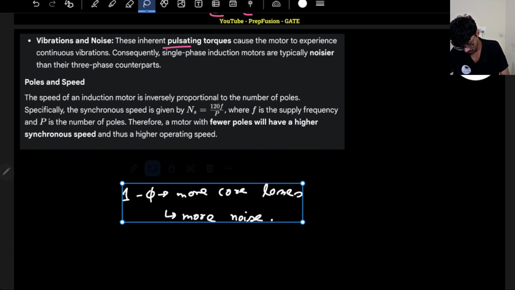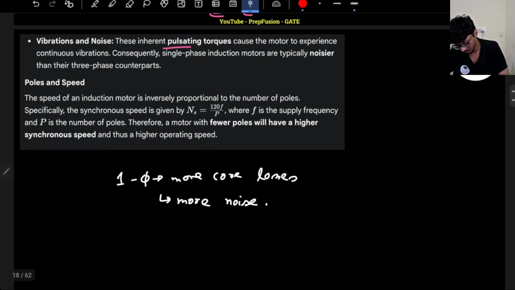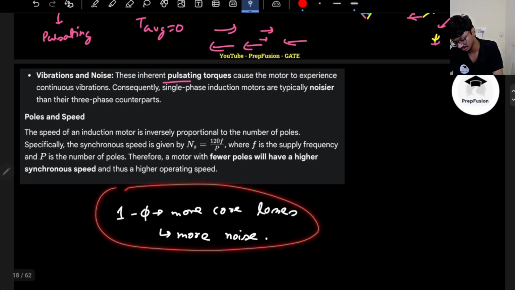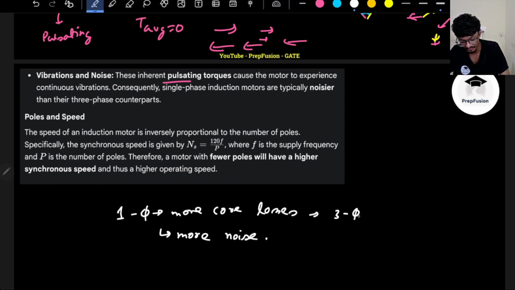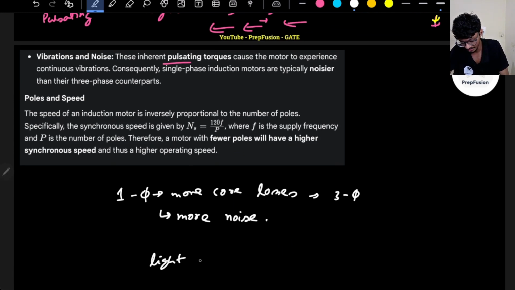Now, this is poles and speed. This is the difference between single phase and three phase, but we still use single phase because construction-wise it is very easy, just like an induction motor, and it is light. For light loads we don't need three phases. For light loads, single phase is enough. That's why we use single phase motors only in light loads in our homes and so on. Okay, I hope it is clear.